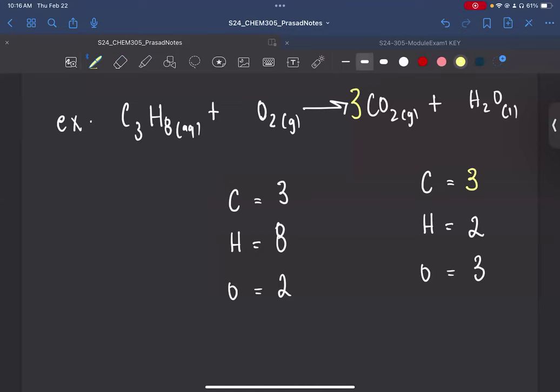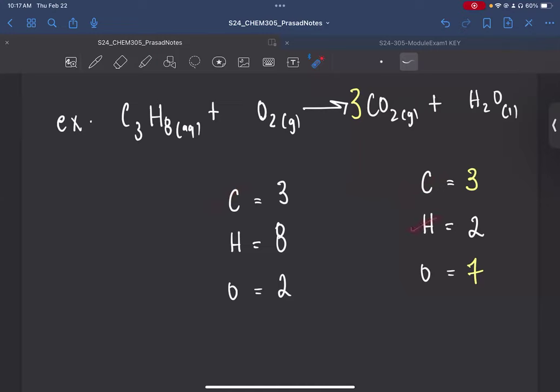But I've done something unintentionally. I've also increased the number of oxygens. We put three in the front, so now there's six over here, and there's still one right here. That means in total we have seven. Trust your gut, trust your process, it will work out. Carbon is balanced, we're good to go.